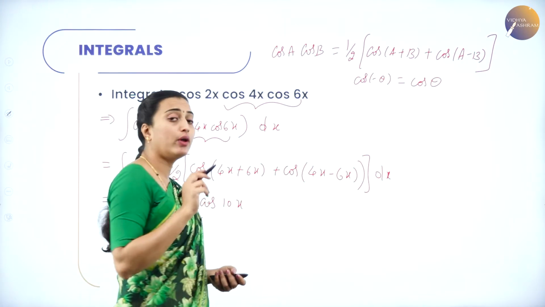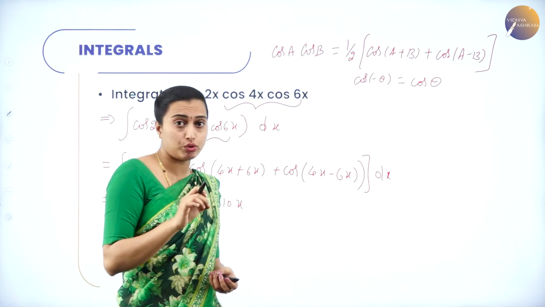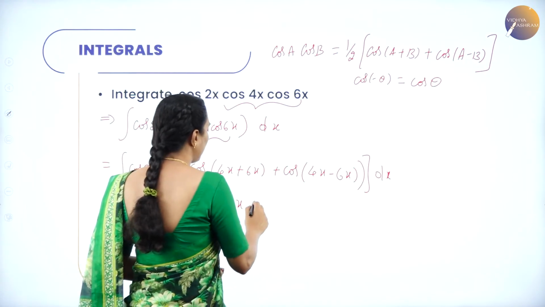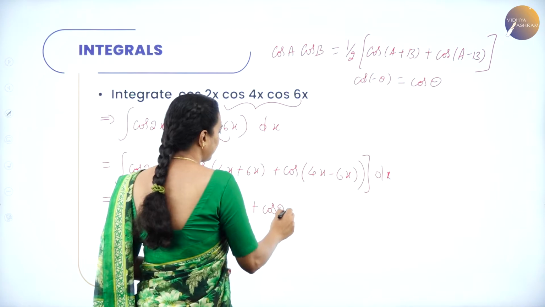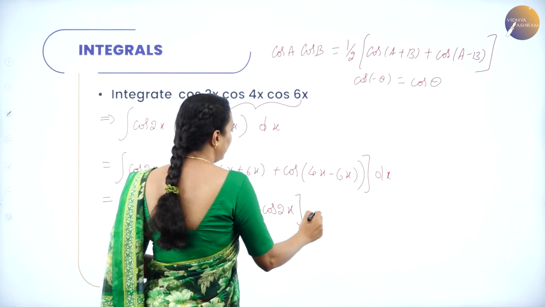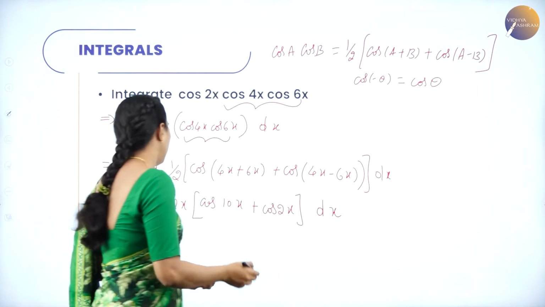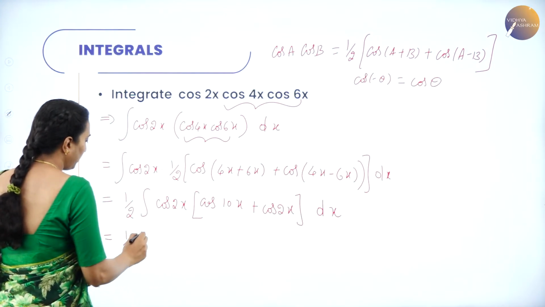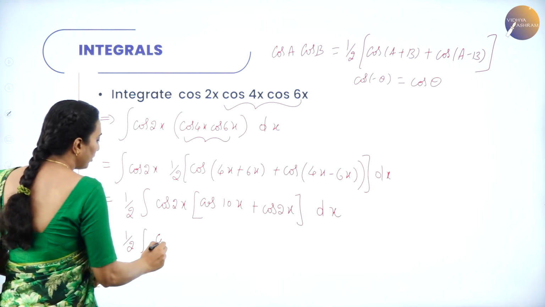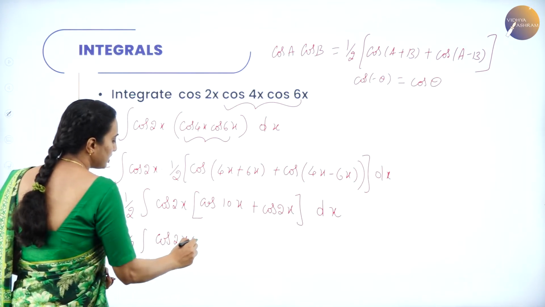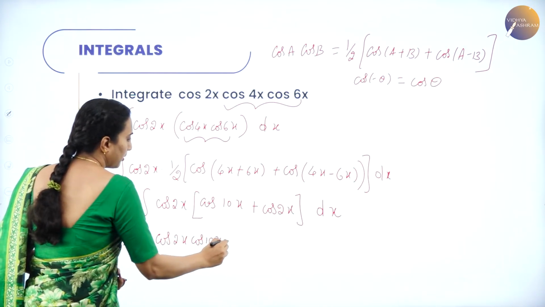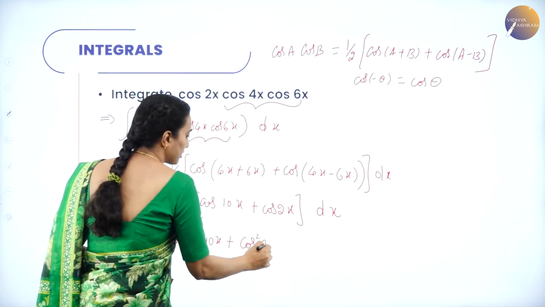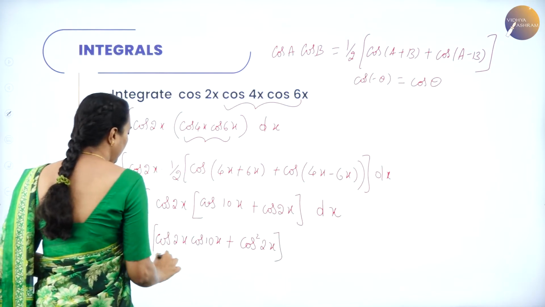Again, cos of 4x minus 6x is cos of minus 2x. But what is cos of minus theta? Plus cos theta. So writing here plus cos 2x into dx. Now, therefore, again you are having multiplication of this 1 by 2 into integral of cos 2x into cos 10x plus cos 2x into cos 2x, which is cos squared 2x, right, into dx.